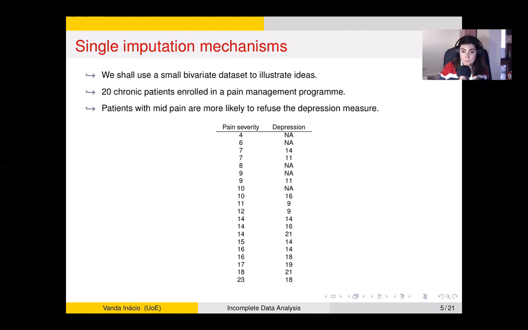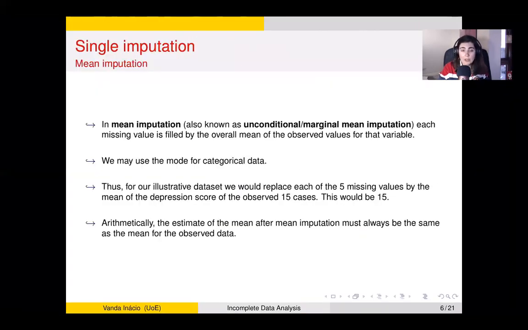And for pain severity, we have observations on all 20 individuals, and for depression, 5 individuals are missing their depression score. And we will look at the different single imputation methods, at least the first three, by using this small data set as a concrete example. And okay, let us start with mean imputation.